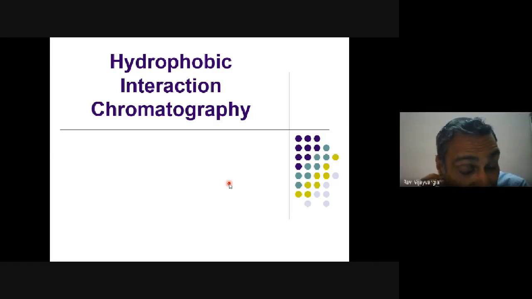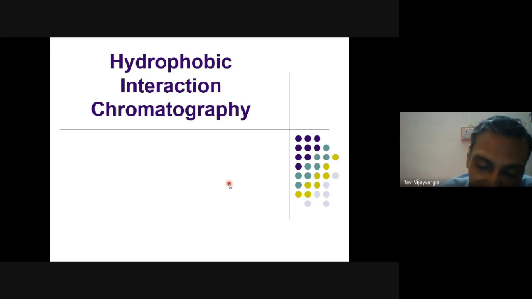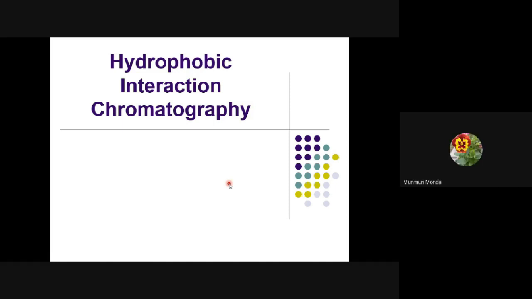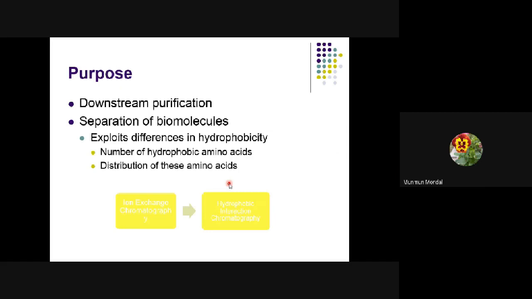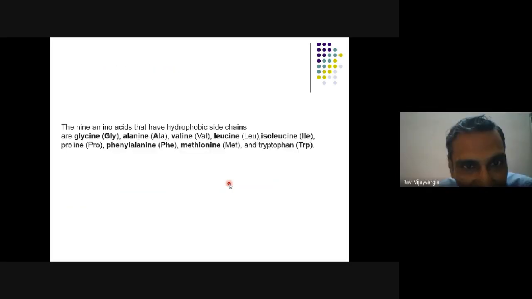Lysine is not hydrophobic. It is hydrophilic. Sir, like leucine, isoleucine, valine, alanine. These are the hydrophobic amino acids. Okay, glycine, alanine, valine, leucine, isoleucine, phenylalanine, methionine, and tryptophan. Okay, proline. So these are the hydrophobic amino acids.